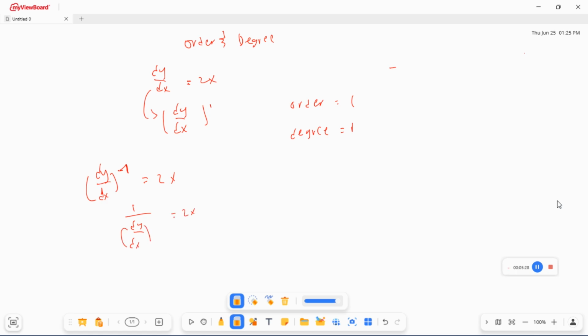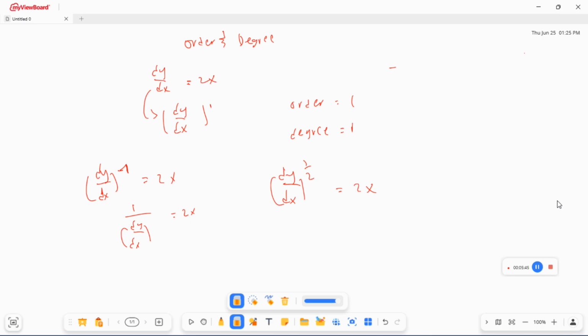So the moment you are able to eliminate that negative power or fraction, right? Let's say we have (dy/dx) squared equal to 2x, so 1 over 2. Now, if you want to eliminate this fraction, you cannot say the degree of this differential equation is 1 over 2. You would be wrong.